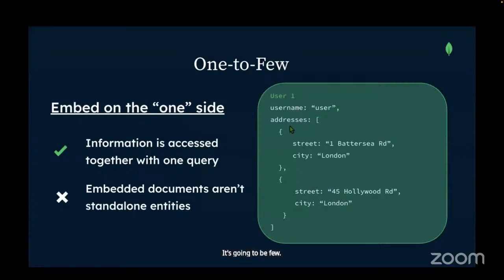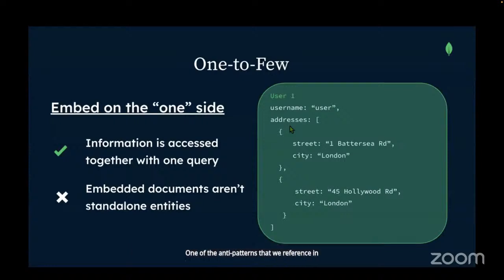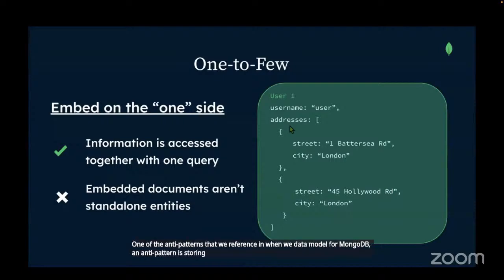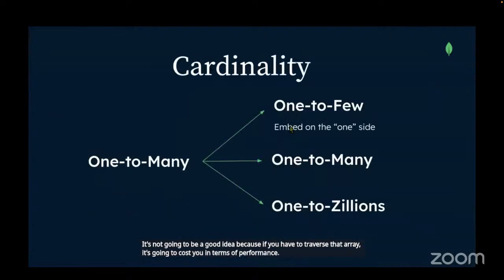So an example of embedding on the one side for a one-to-few relationship would look like this, where we're embedding addresses for a user in an array. One of the anti-patterns that we reference when we data model for MongoDB is storing large numbers of elements in an array. It's not going to be a good idea because if you have to traverse that array, it's going to cost you in terms of performance. Okay, so take a look at cardinality. When you have a one-to-few, like users to addresses, leverage embedding on the one side.